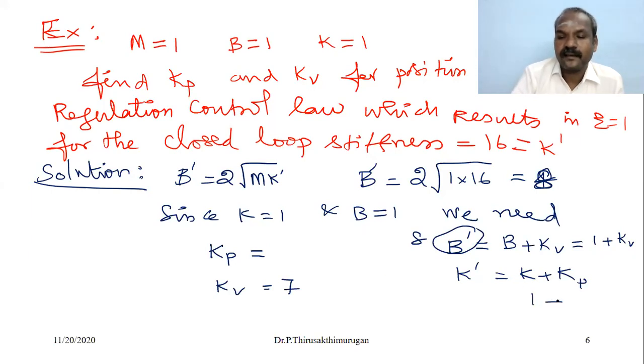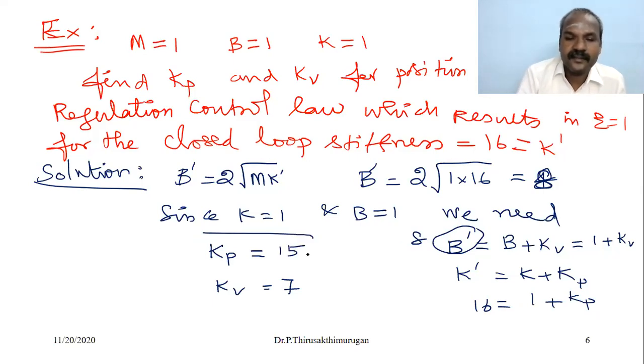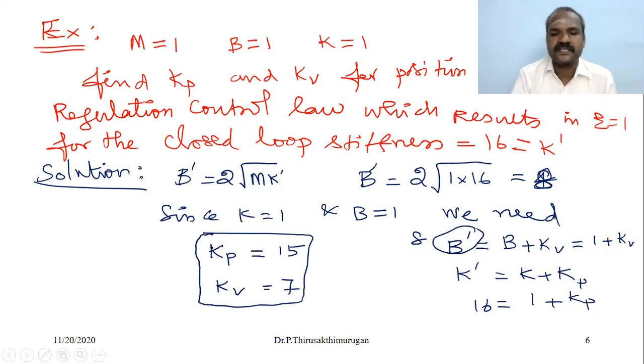Similarly, this is 1 plus KP. What is KP? KP is to be found. So what is K dash? K dash is 16. So 16 equals 1 plus KP. What is KP? 15. So this is the method of finding the controller gains for the closed loop system.